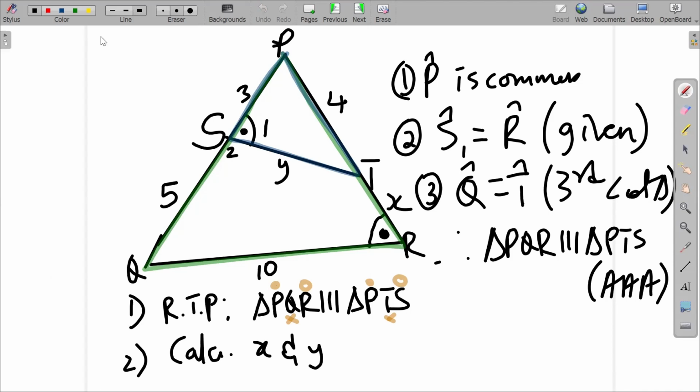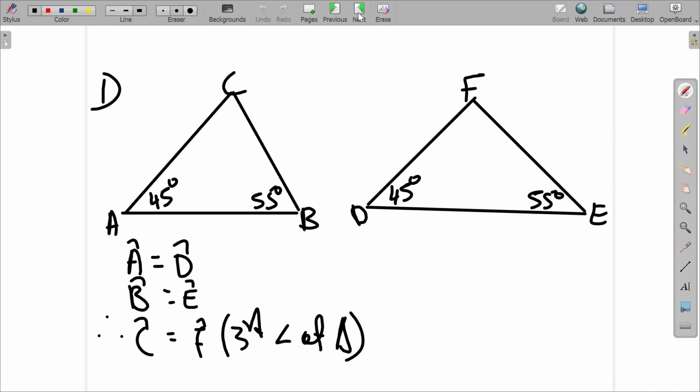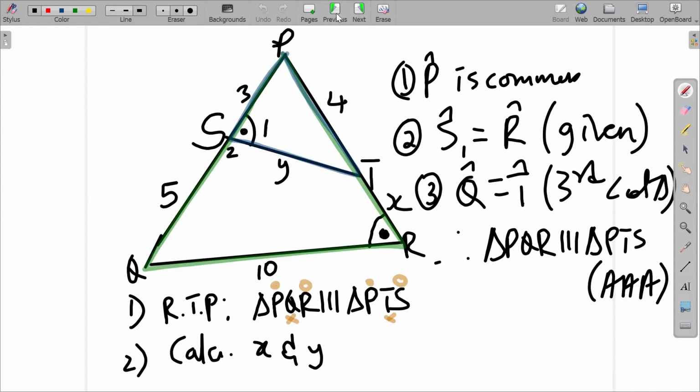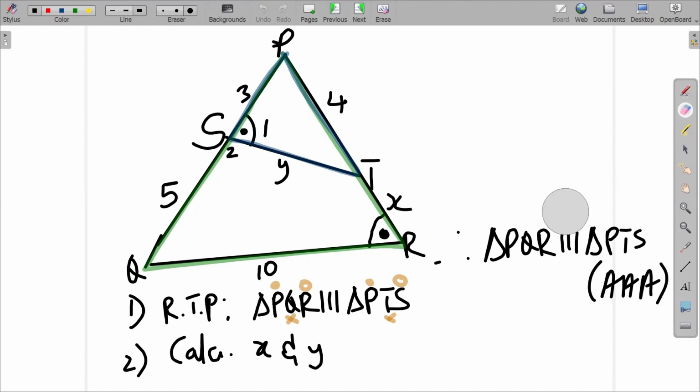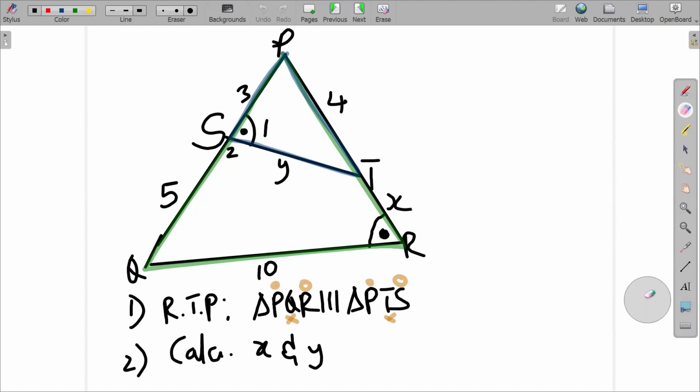Let us move on. The next thing that we will do now is attempt question number 2, which requires us to calculate the unknown sides. You're going to use similarity to do that. So I know that the two triangles are similar, so let's start by extracting the ratios.